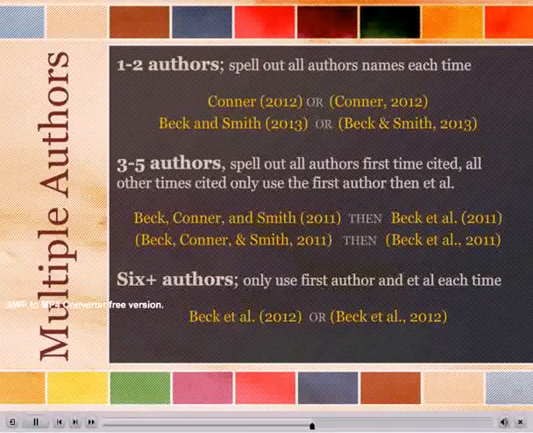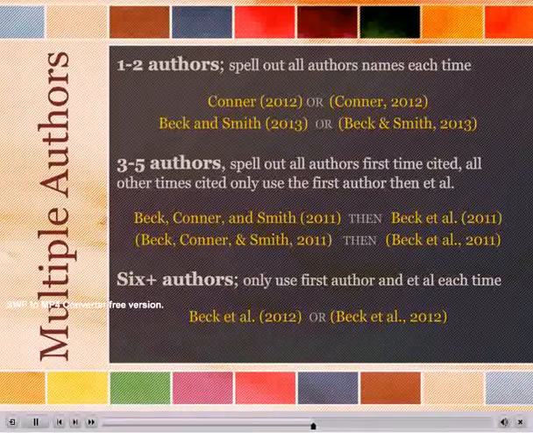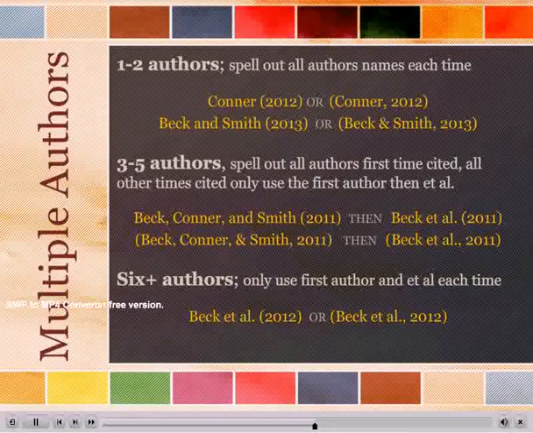Finally, if a single work has 6 or more authors, you only need show the first author's name every time you cite this work. The first author's last name will always be followed by et al.